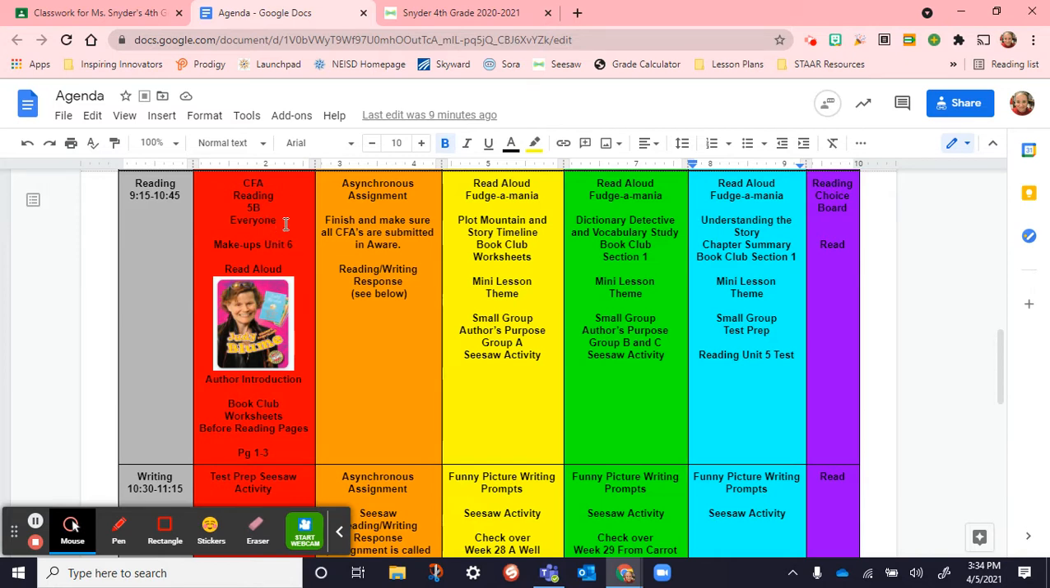When you log into AWARE, you should not see anything in there that says CFA. If you do, maybe you were absent or something like that to where you might have missed it. Make sure all of those are cleared out of your AWARE and that those are all complete.